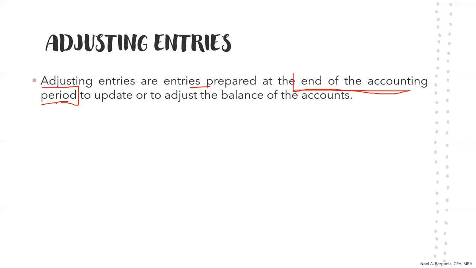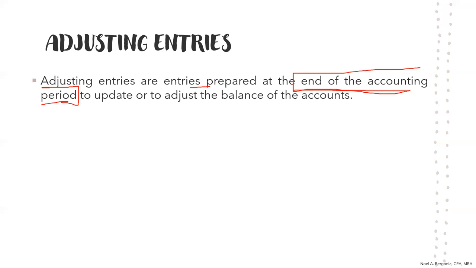So it could be dated, let's say, January 1, January 2, 3, 4, 5, 6, 7, and so on. No? So it was dated based on the source document. Now, okay, so we have the adjusting entries, which are only prepared, class, at the end of the accounting period. So pag hindi siya prepared or dated on the end of the accounting period, they are not adjusting entries.